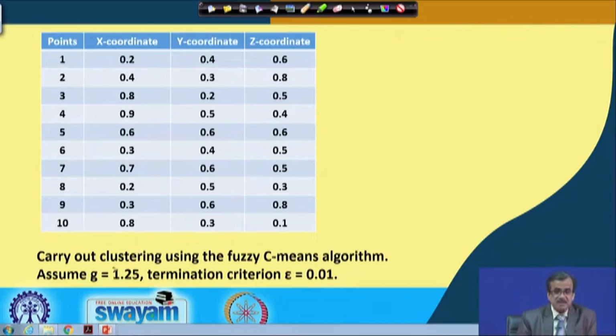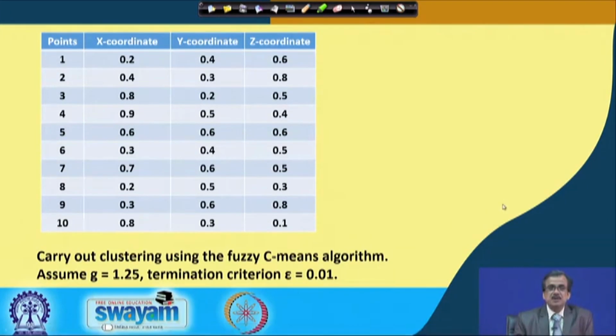Now, what is our task? We will have to carry out the clustering using the fuzzy Siemens algorithm, and we are going to assume that the level of cluster fuzziness, that is g, is 1.25, and the termination criterion, that is epsilon, we have considered 0.01. Now, let us see how to proceed with the clustering.